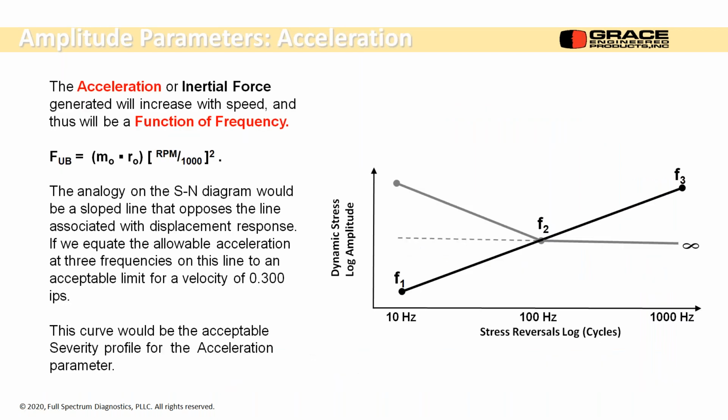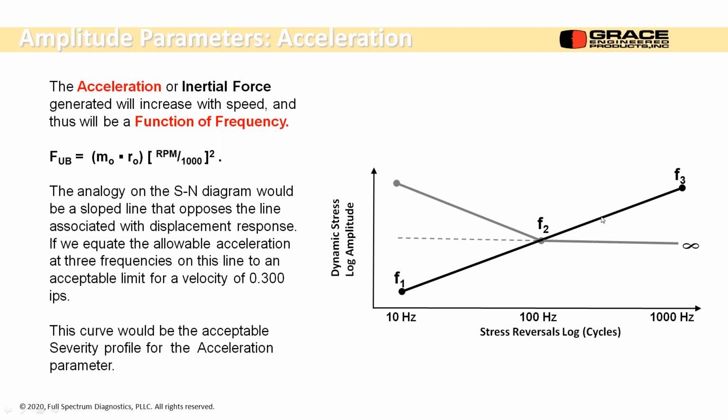Okay. The last parameter is acceleration, and it's inertial force. It's a centrifugal force that's generated from an unbalanced shaft. There's an equation for that. We don't need to know how this works, but it's the mass offset, what radius that offset is, times RPM divided by 1,000, squared. RPM is in there, meaning that it's changing with speed. Actually, it's changing with speed squared.